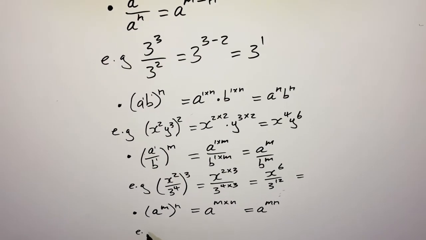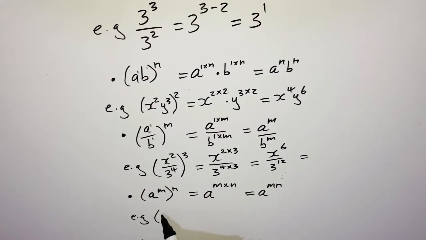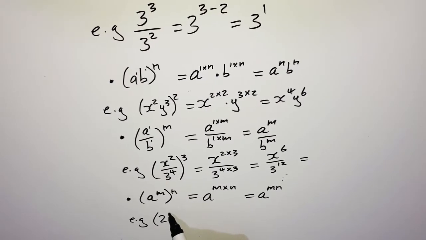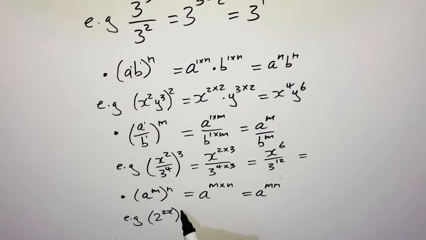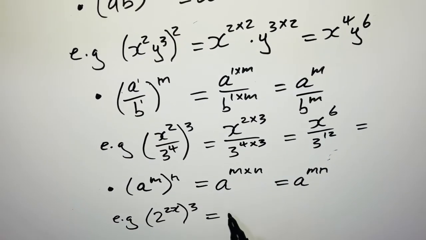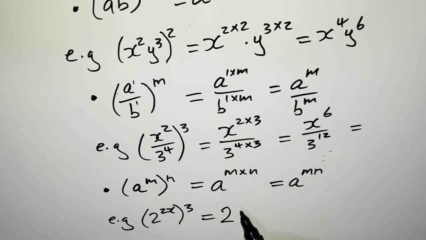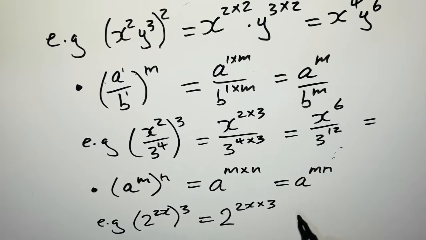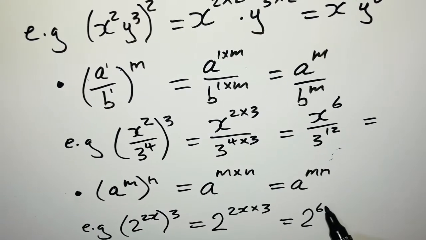We'll just take one example as well, where we'll have a to the 2x, close bracket, to the 3. We still take the same base, then we multiply these two exponents. This will be 2x times 3, of which this will give us a to the 6x.